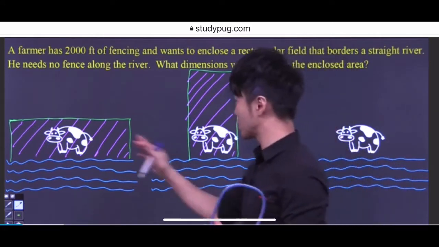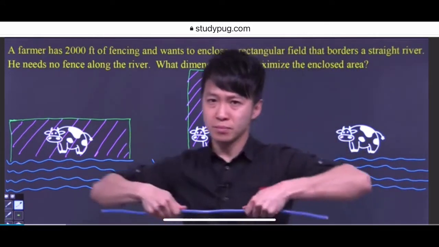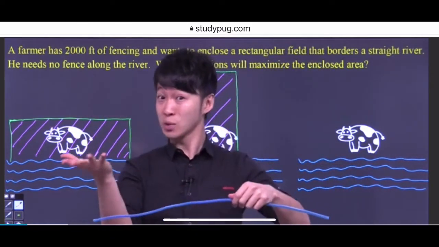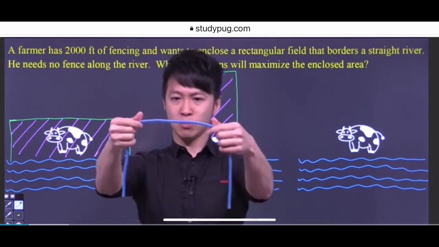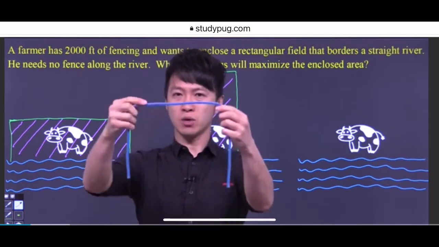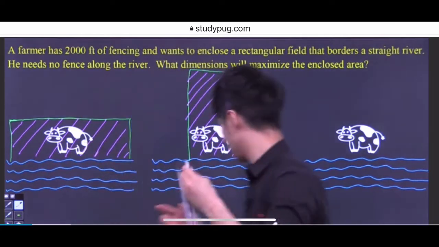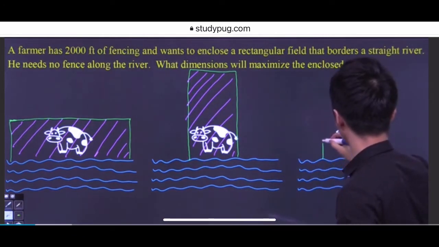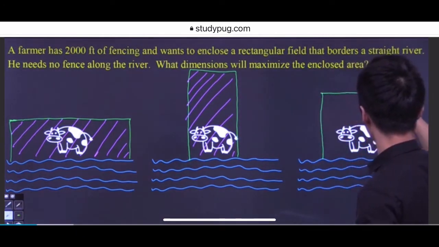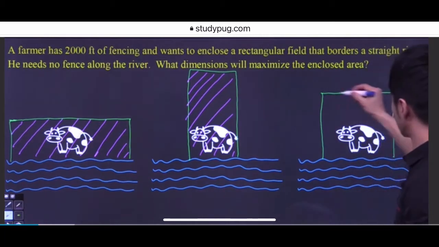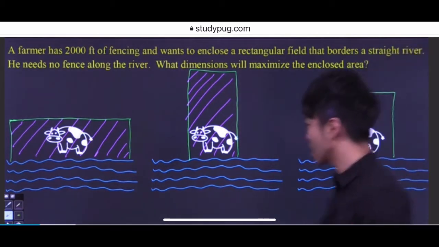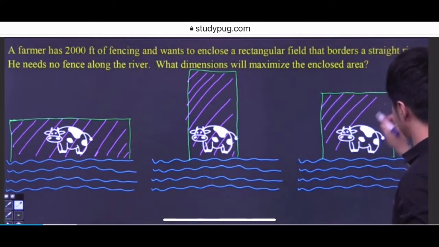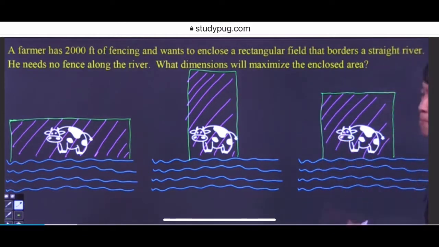Now we can also do somewhere in between. Up top, not very wide, not very narrow, but somewhere in between, more like a square, having equal length and width. So build more or less a square field, and in this case, we'll get an enclosed area like this.